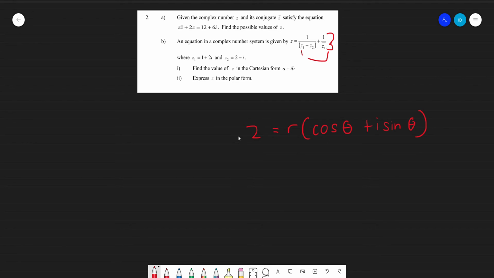The y-axis should be the imaginary part, and then the x-axis should be the real part of the number. So this will be imaginary Z, for the complex number Z. Then this will be the real part, which is for the real part of Z, obviously. So firstly, we have to plot the coordinates.